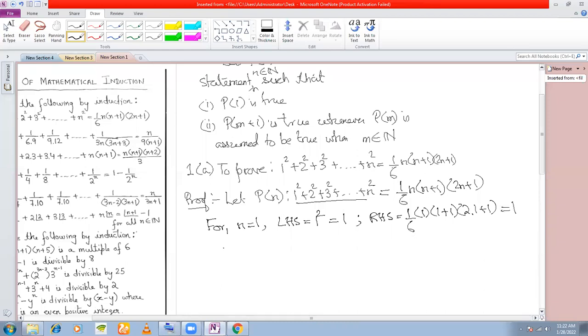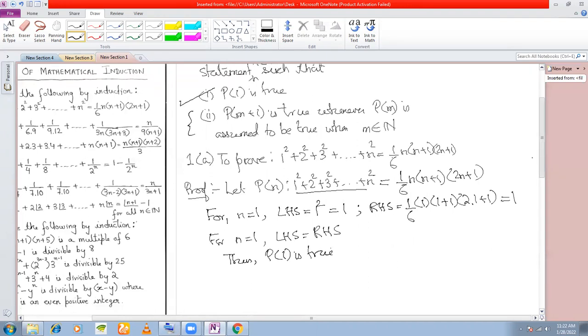So for n is equal to 1, left hand side is equal to right hand side. That means this mathematical statement holds for n is equal to 1. So then what can you say? Thus P1 is true. Understood? That means this is satisfied. Now we'll check whether the second condition is satisfied or not.